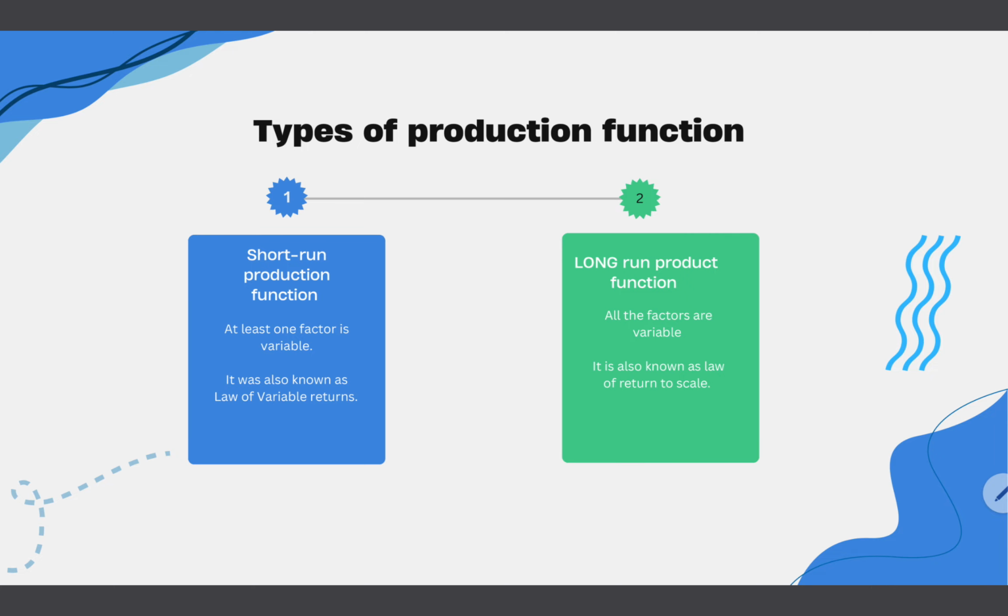On the basis of time period, the production function is also divided into two parts. One is the short-run production function and another is the long-run production function. In the short-run production function, at least one factor is fixed. Symbolically we write Q = f(L, K̄). That means L is the variable factor and K here is the fixed factor, that is capital.